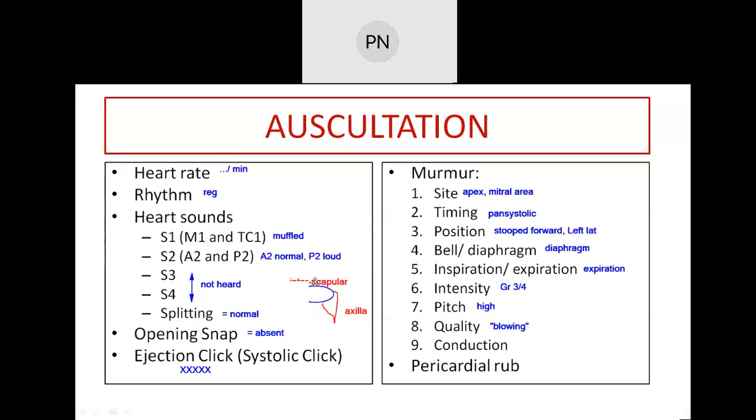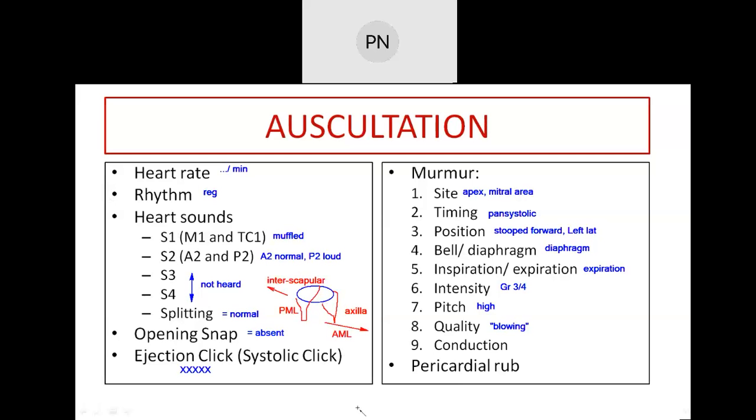That is why if the damage to the valve occurs mainly in the anterior mitral leaflet, the murmur has a tendency to be conducted towards the axilla. If the posterior mitral leaflet is selectively damaged, then the tendency of the murmur is to flow towards the back of the patient, that is interscapular region. If both are damaged, it will flow both ways.